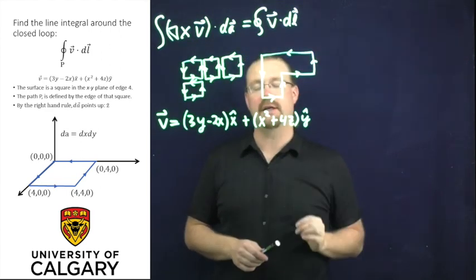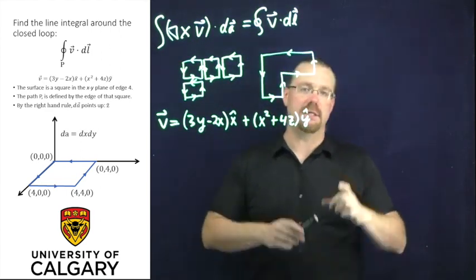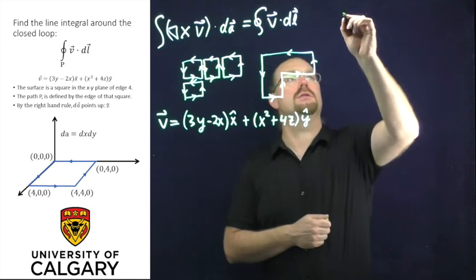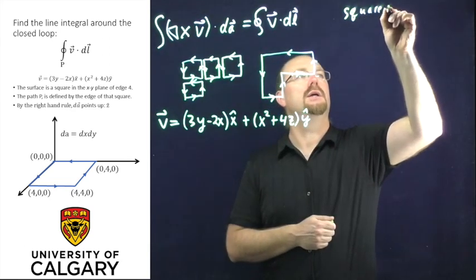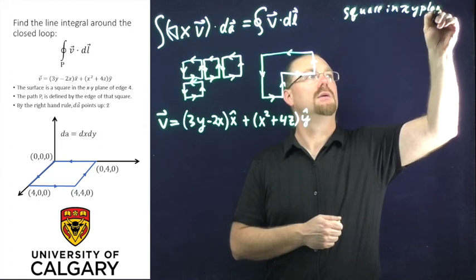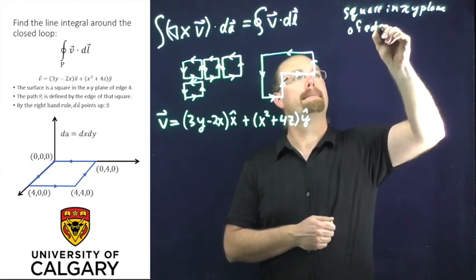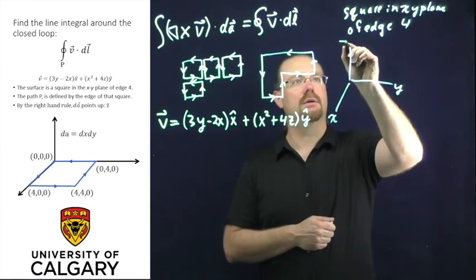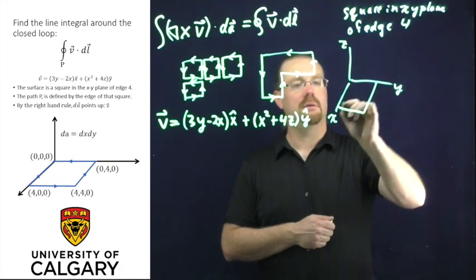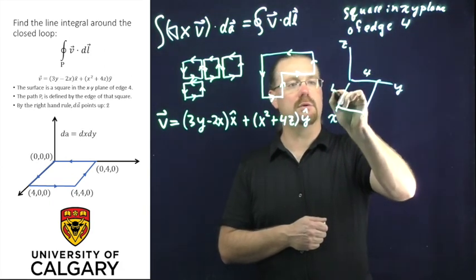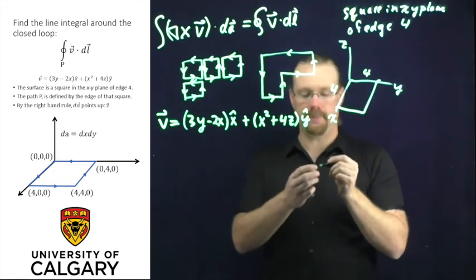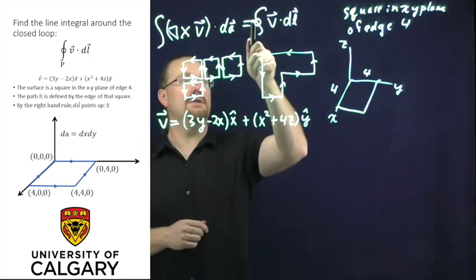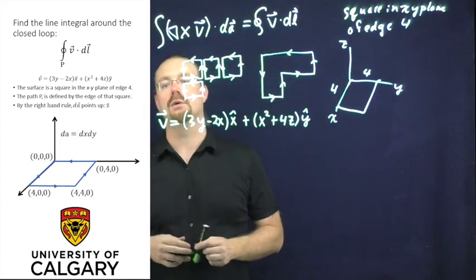We're going to have our 4 different line integrals, and the particular area we're going to do is a square in the xy plane, a square in the xy plane of edge 4. So x, y, z, and we have a square where this is 4 and this is 4. Okay? We're going to break our integral up. So this closed loop line integral can be broken into 4 smaller integrals.